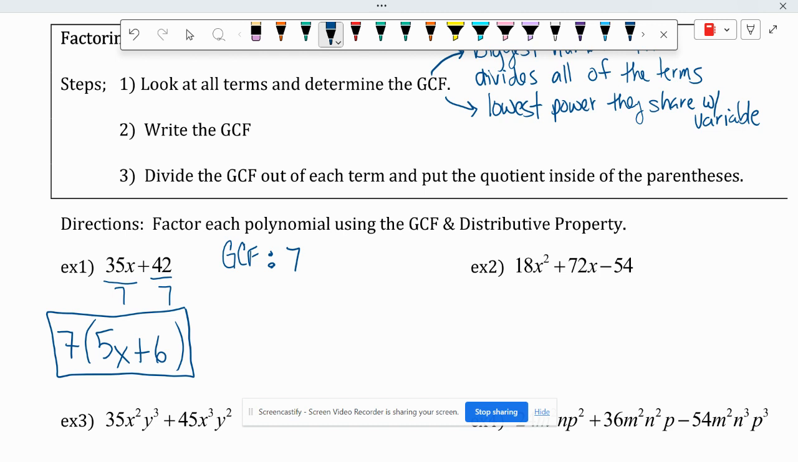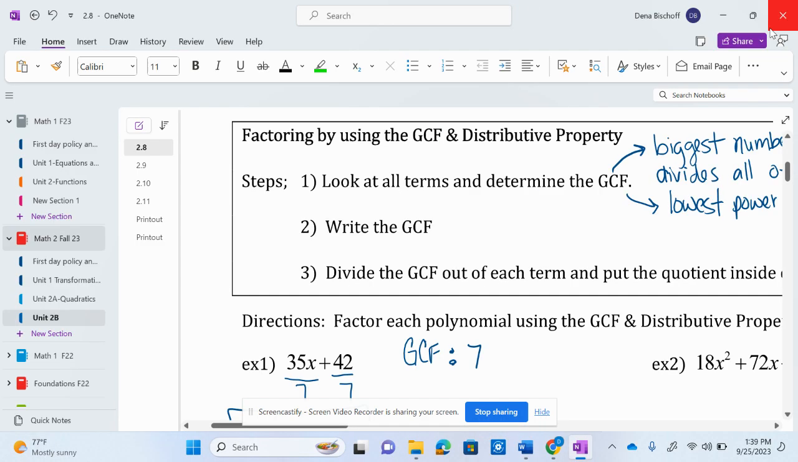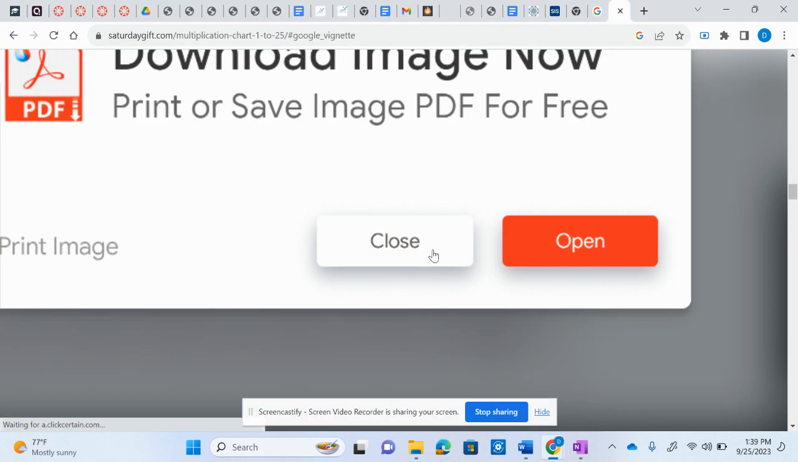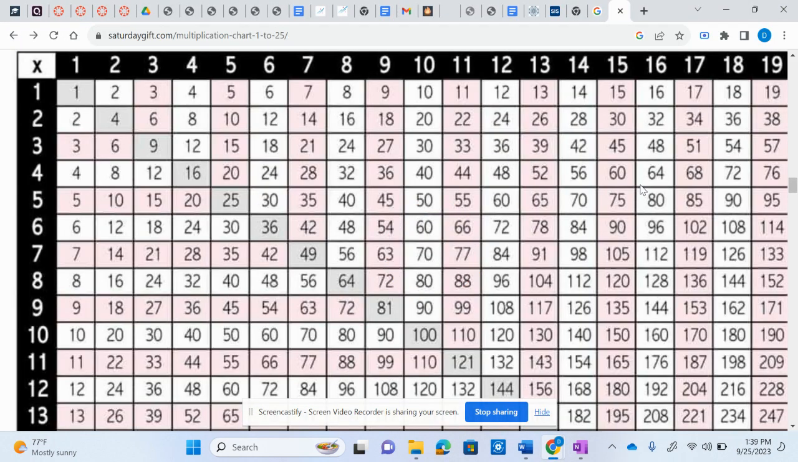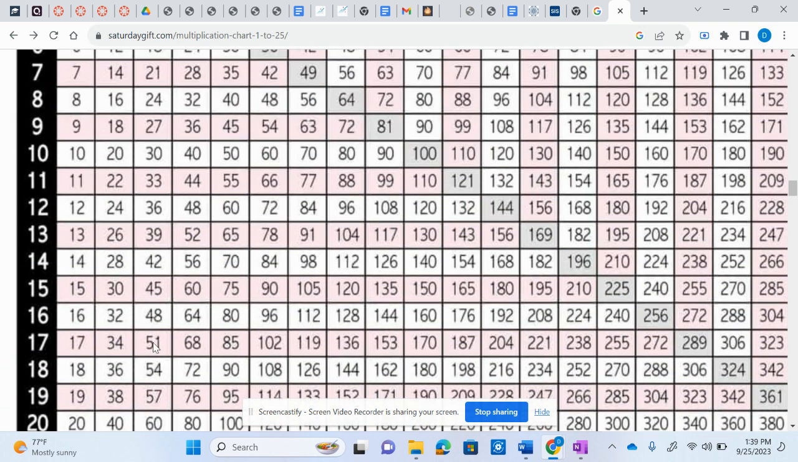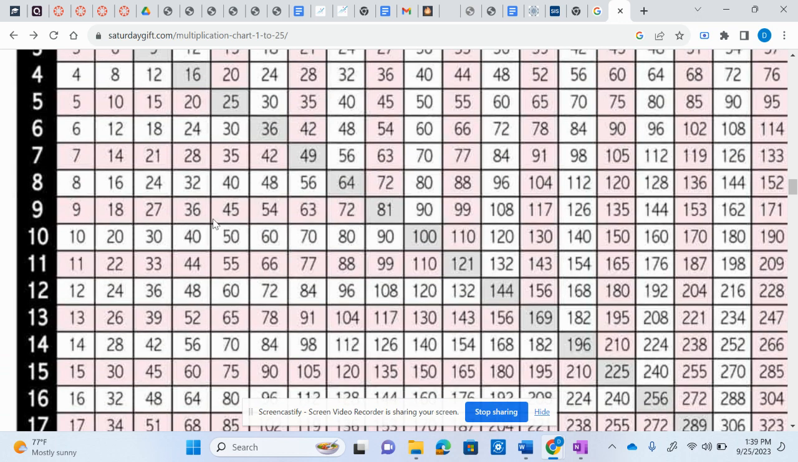Look at your times table. What number divides 18, 72, and 54? And we want the largest number. 18, 72, and 54. So I'm going to go back to my times table. So 3, they're all in the 3s. 18, 72 is way down here, 54. I heard someone say 9.